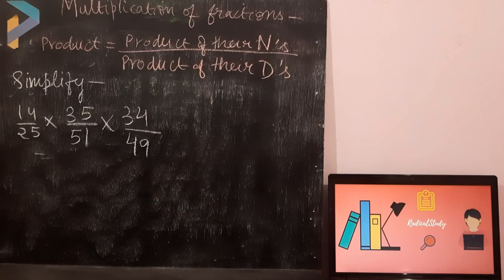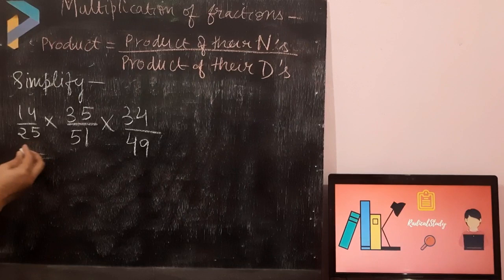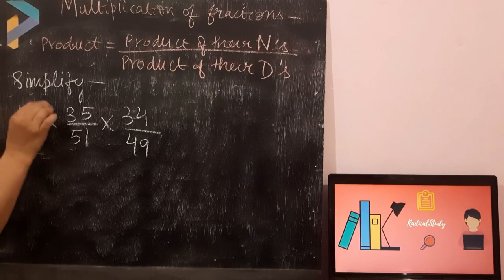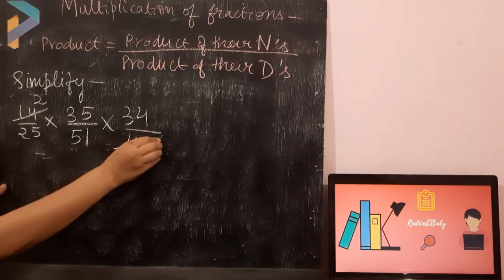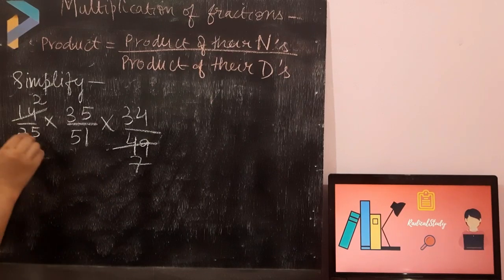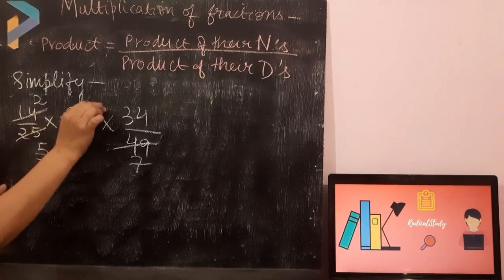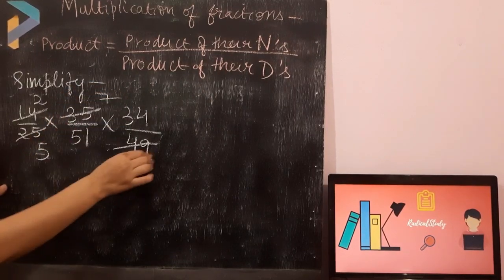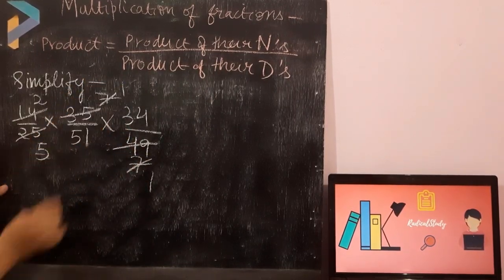So students, I have written an example in front of you on the board. You have to cut it, you have to simplify it. So the numerators and denominators, once you have to cut it like this. 7 2s are 14, 7 7s are 49. Now 5 5s are 25, 5 7s are 35. Now this 7 and this 7 will be cancelled, numerator and denominator.